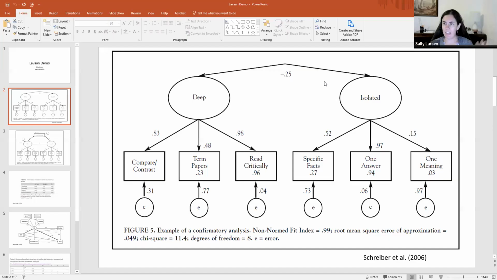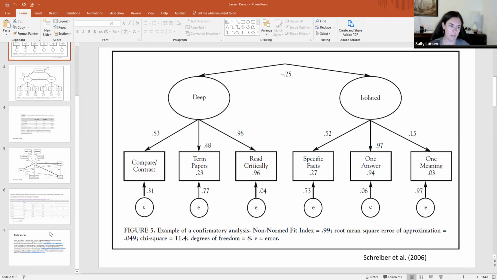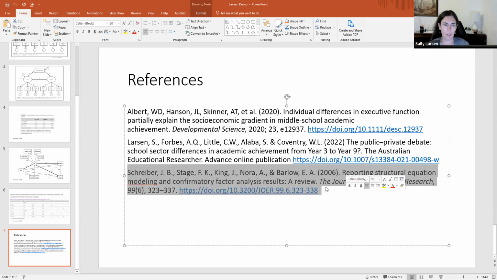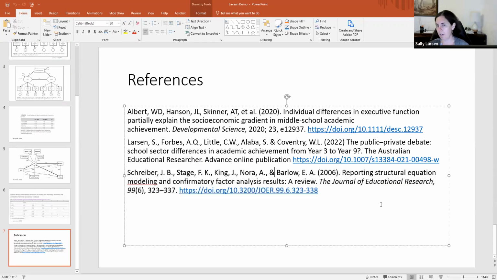Because I've got the examples on a PowerPoint presentation, and I'll just show you what the examples are. And then at the end, I might be able to share this in the GitHub as well, because you can go away and find these papers and actually look at them if you want to. So this first one is from, I'll just scroll down here to the references. It's from this Schreiber paper, Reporting Structural Equation Modeling and Confirmatory Factor Analysis Results, from 2006. So it's quite an old paper, but it's got some nice diagrams in there.